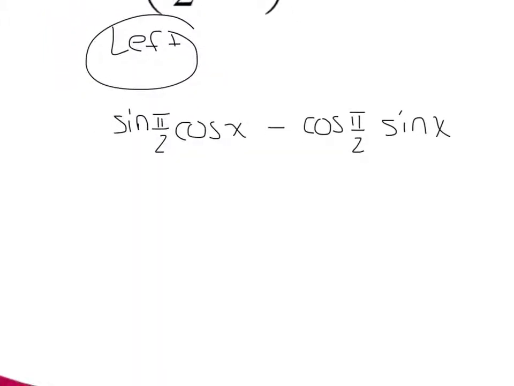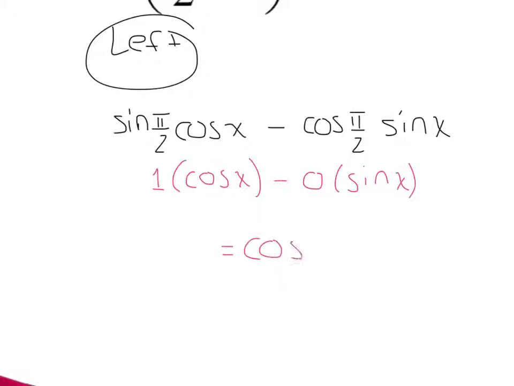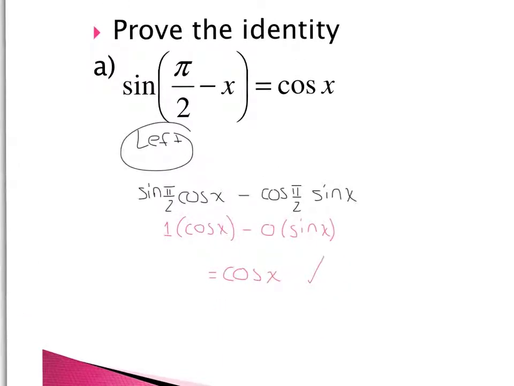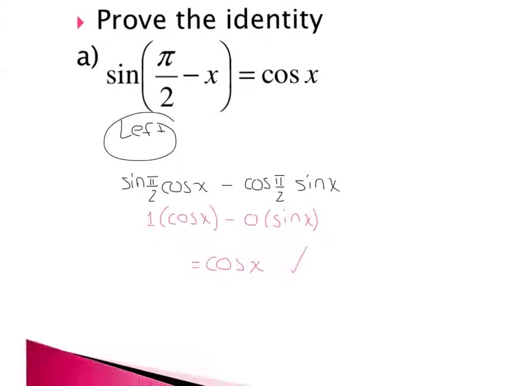Now I can actually use concepts from the unit circle. At pi over 2, I know the coordinate point on my unit circle is 0, 1. Sine, therefore, is 1, and then we're going to have times cosine of x. And cosine is going to be 0 times sine of x. Anything times 0 is 0, and anything times 1 is itself. So this proof was relatively easy because it was just a matter of simplifying using the difference formula. And notice that that's what we got.